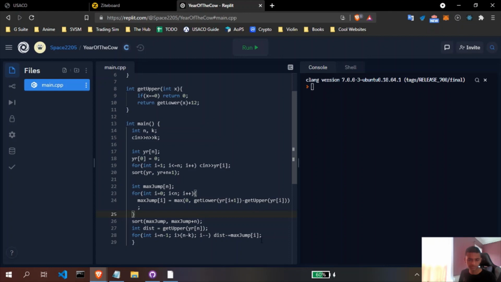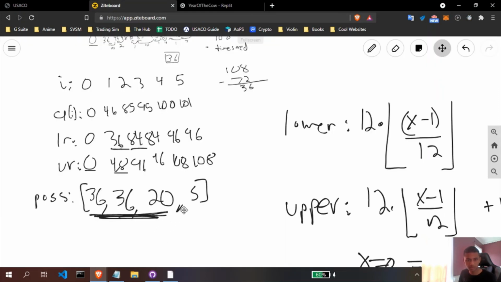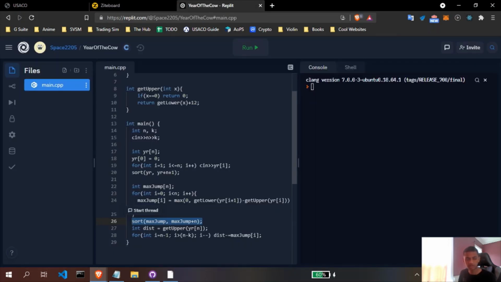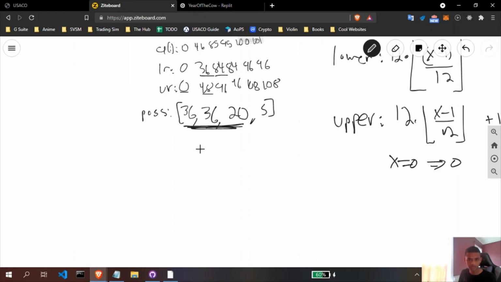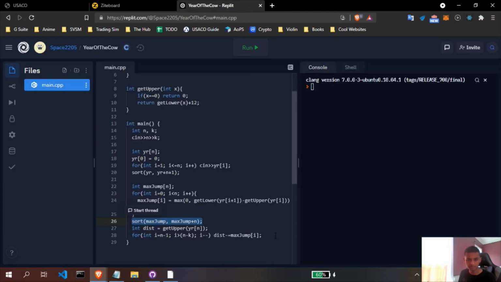Okay, so basically the reason why I did so is, first of all, I'm sorting the max jumps, right? So I'm sorting them based on how big the jumps are. And then in order to get the k highest jumps, I have to go backwards in the array and subtract them. So for example, if I were to sort this array over here, then I would end up with a jump list of 5, 20, 36, and then 36. And then if I wanted to get the k largest jumps, I have to go backwards, subtract this, and then subtract that, giving me my final answer. And then I can just output the total distance. And that would be my final answer.